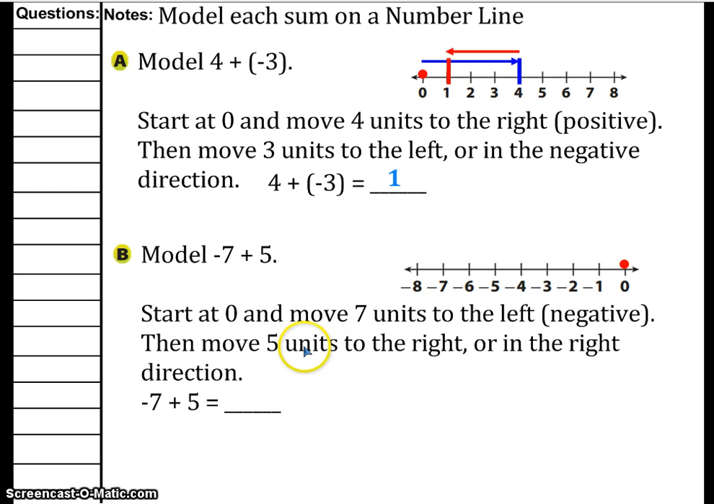Let's do one more example. Negative 7 plus 5. So again, we start at 0 on our number line, and we will move 7 units to the left, which is the negative direction. Then move 5 units to the right, or in the right direction. And what number do we land on? Negative 2. So negative 7 plus 5 equals negative 2.